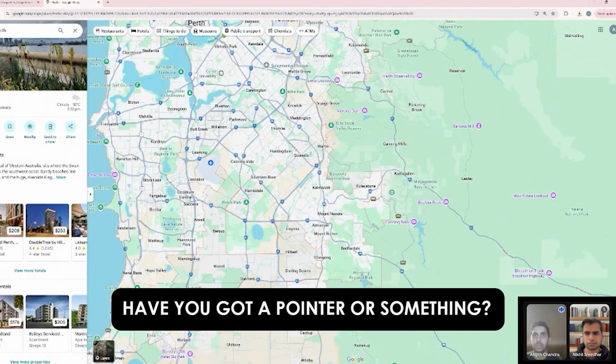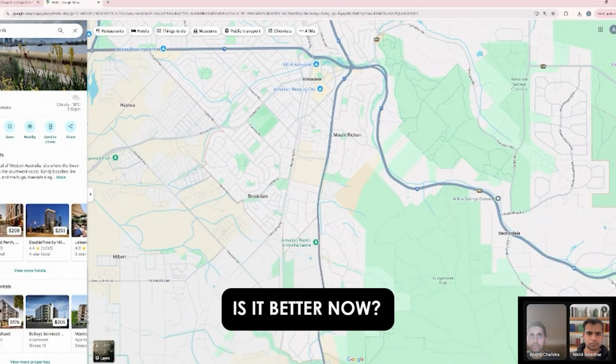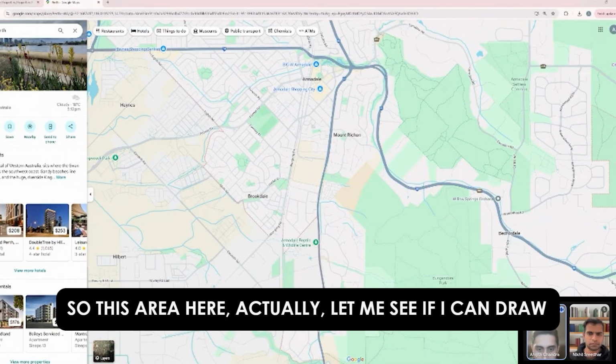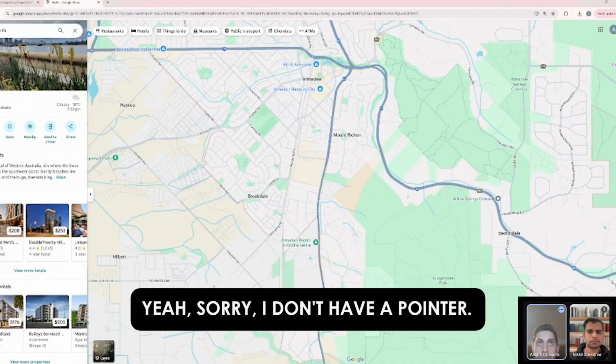Do you have a pointer or something? Yeah, are you able to see? Your mouse is very small. Is it better now? Let me see if I can draw on the screen I'm sharing. One second. Yeah, sorry, I don't have a pointer.